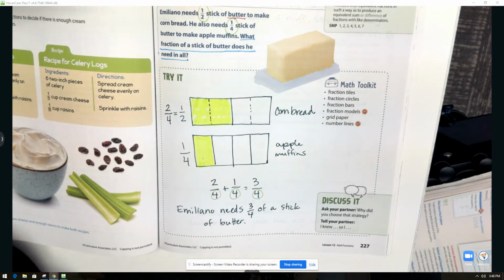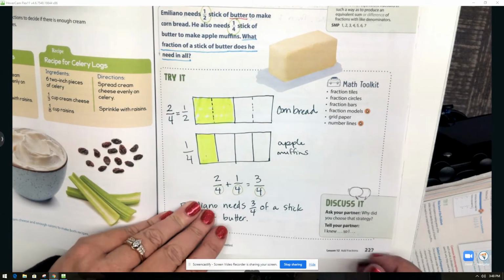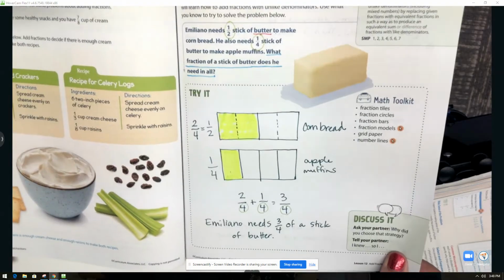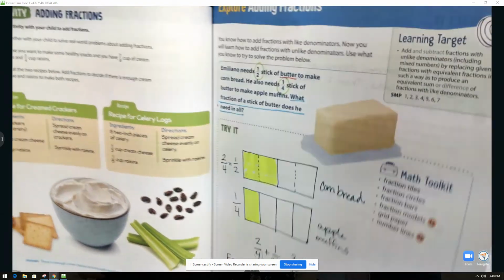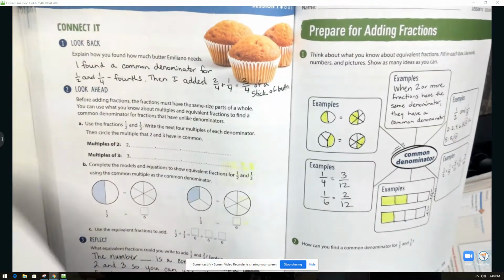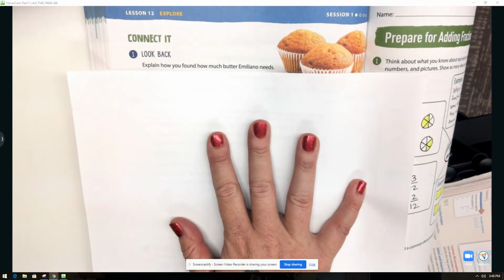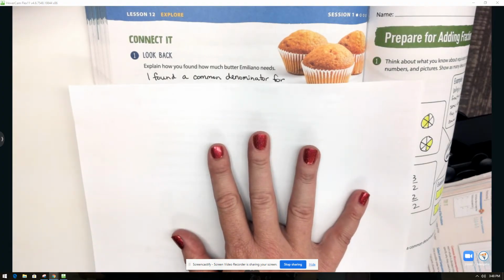Okay, if this isn't making sense to you, we're going to keep going. I promise you that by the end of the next few days, it will make a lot more sense to you. So go ahead and turn to page 228. All right, so on page 228, it says, explain how you found out how much butter Emiliano needs.